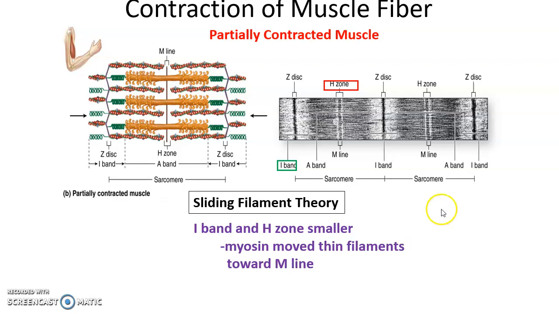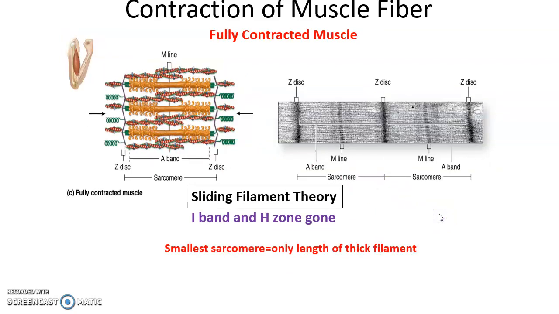When it contracts partially, the thin filaments are being pulled toward the M-line. As they're getting pulled toward the M-line, this causes more overlap between thick and thin filaments, also causes the sarcomere to become shorter. The H-zone gets smaller, the I-bands get smaller. Again, filaments are sliding, the thin filaments are sliding toward the M-line, shortening the sarcomere.